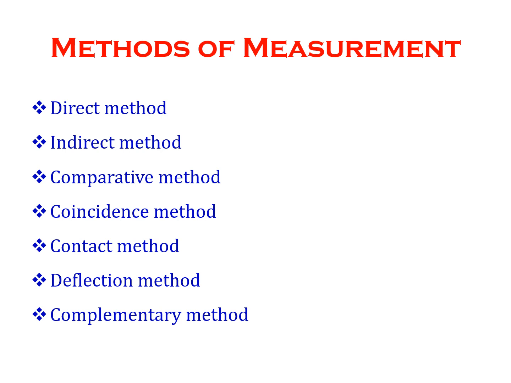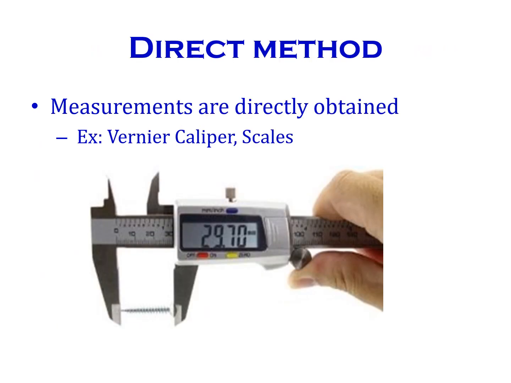There are different methods of measurement: direct method, indirect method, comparative, coincidence, contact, reflection, and complementary method. So if you are measuring with the vernier caliper and you are seeing the reading, that is called the direct method.